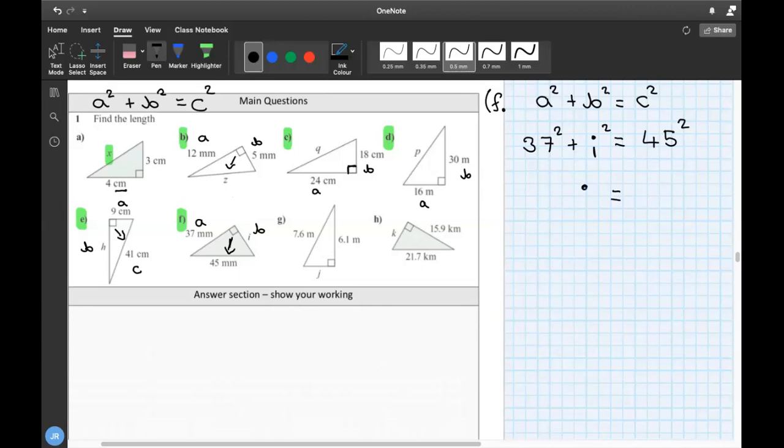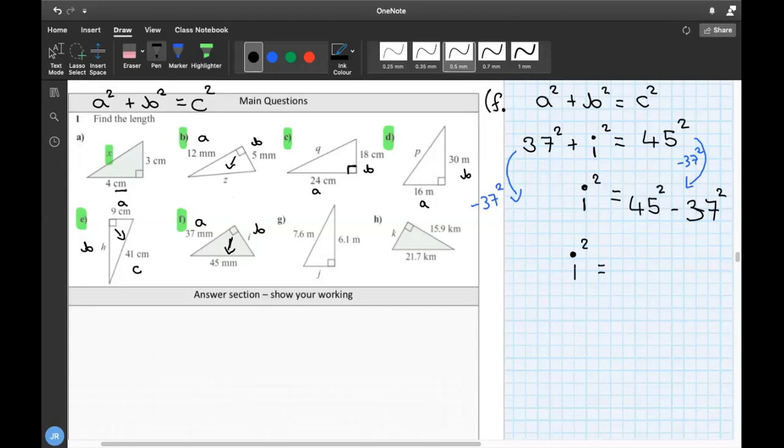Okay, now I want to rearrange it because I'm trying to find out what I is. So I need I squared equal to everything else. How have I got from this line to this line? I've subtracted 37 squared. So I need to do the same to this side, my equal sign as well. Subtract 37 squared. Okay. We're then going to get 45 squared, subtract 37 squared.